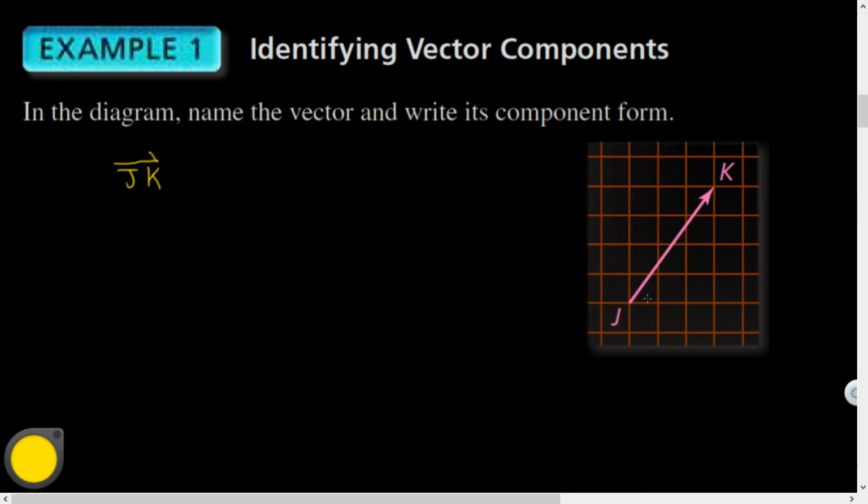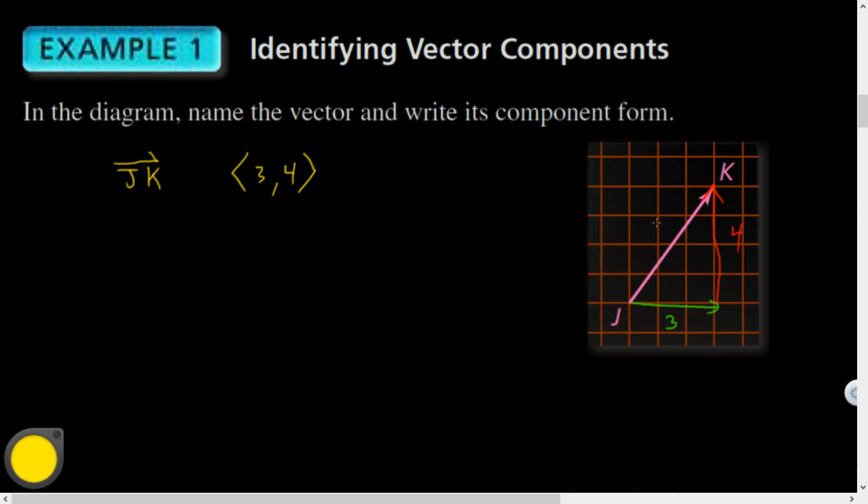If I wanted the component form, I've got to ask the question, what is the horizontal component? What does this appear to be moving by horizontally? It looks like it's moving horizontally by 3 and vertically up by 4, which, by the way, can be given as negative values as well. A negative horizontal would be to the left, and negative vertical would be down. So the component form would be <3, 4>, referring to the vector that moves in that direction and that distance.